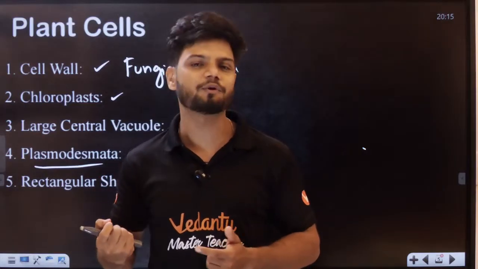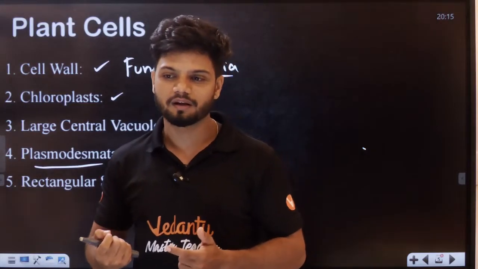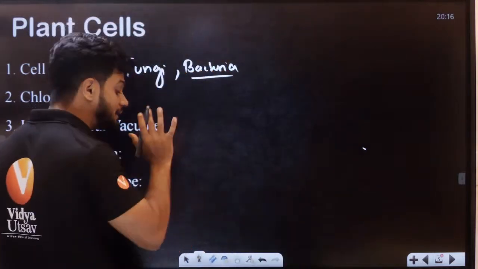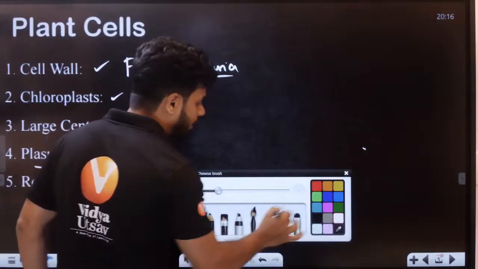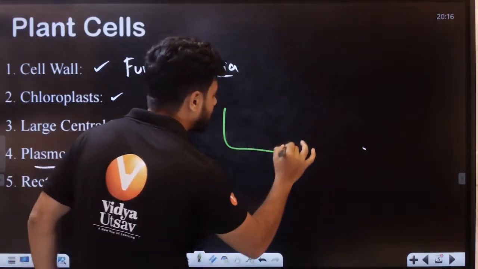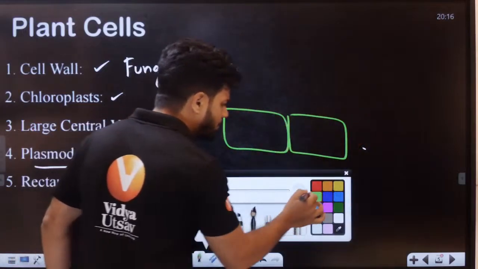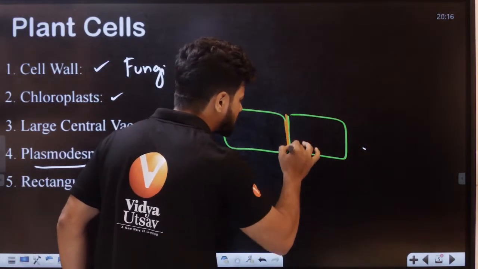So again, let me ask you. Do you want to learn, students? All of you? Yes? So what is plasmodesmata? Understand, students. Let's say I have a plant cell here, and I have a plant cell here, students. In the middle, we have middle lamella here.